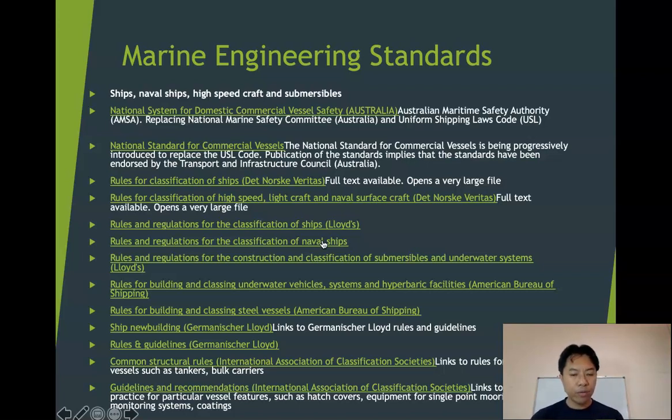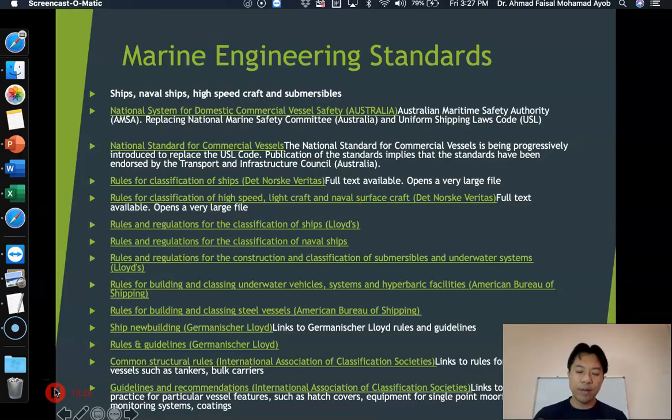So now we have Det Norske Veritas, the Australian Maritime Safety Authority, and Lloyd's Register, and below we have the American Bureau of Shipping and also Germanischer Lloyd. These are the standards that we can use for marine engineering. When I was doing my PhD, which was more towards the design of high-speed craft, I referred to the rules for classification of high-speed, light craft, and naval surface craft. For this particular ship standard, they have standards for the operability of ships, including high-speed craft.